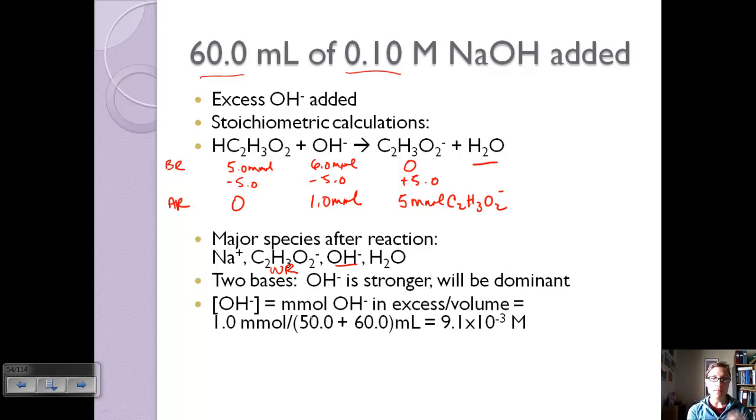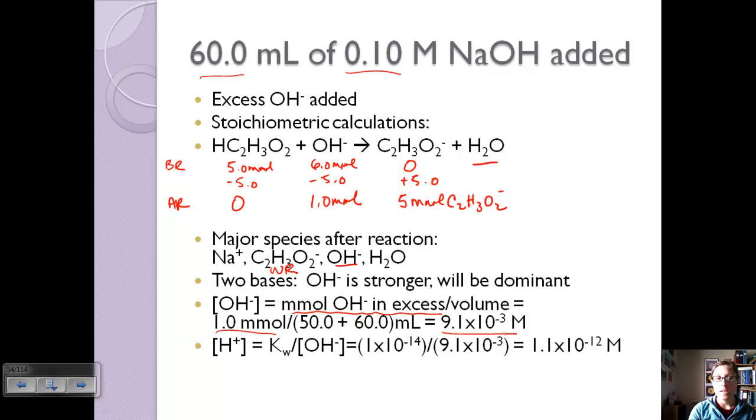And so just like before, we can find the concentration of the OH by taking the millimoles of OH that are in excess divided by the total volume. So we have 1 millimole of OH left. Our total volume is 50 from the acid plus 60 from the base, so 110. And that gives us 9.1 times 10 to the negative 3 molarity. And so this is our OH minus. So if we want to find the H plus concentration, we have to take Kw divided by OH minus. So we do that. That gives us a concentration of 1.1 times 10 to the negative 12. And then we can take the negative log of that to get our pH of 11.96.